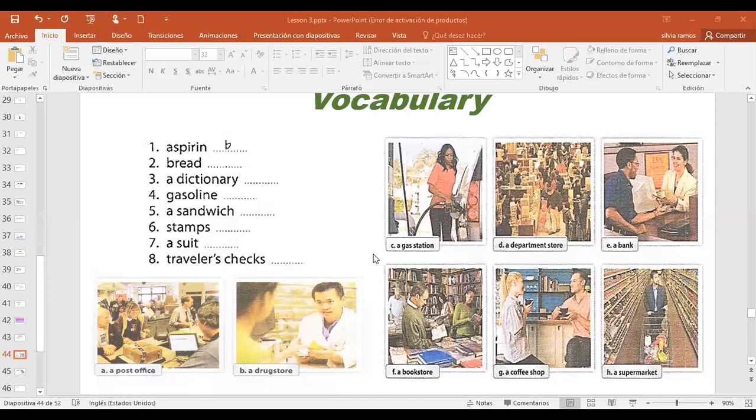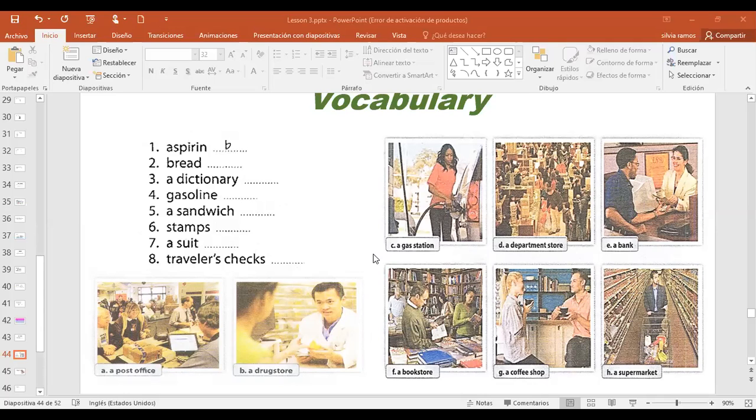What about number two? Who has the answer? Letter H, supermarket. Very good. Bread, supermarket. What about a dictionary? A bookstore. Very good. Gas station. Very good. What about a sandwich? A coffee shop, like a coffee cup. Starbucks, very good.